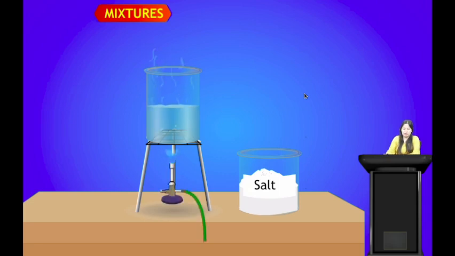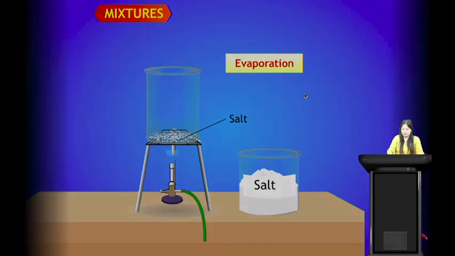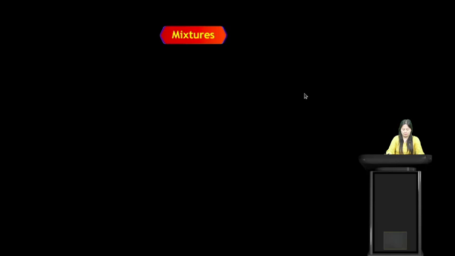Now when we heat it, the water will start boiling. It will evaporate, and at the bottom only salt will remain. Yes, so here we were able to separate the components of the mixture. When we mix water and salt, we get a mixture of water and salt, but when we heat it, the water evaporated. Now we are left only with salt. So we separated the different components of the mixture by the evaporation method.